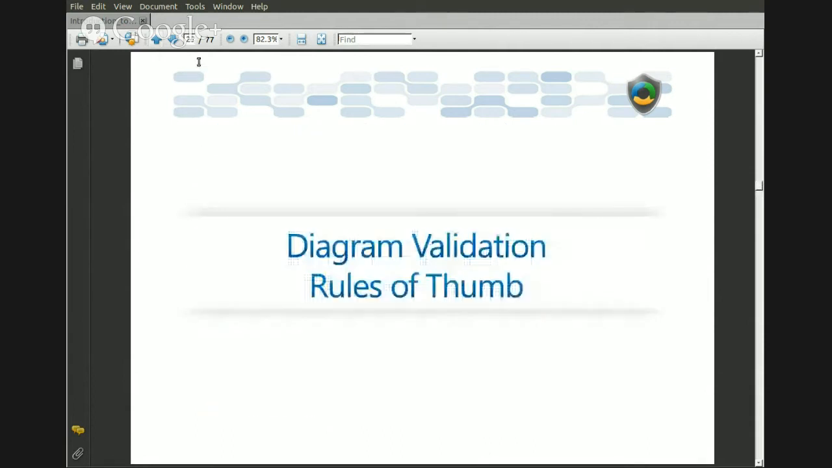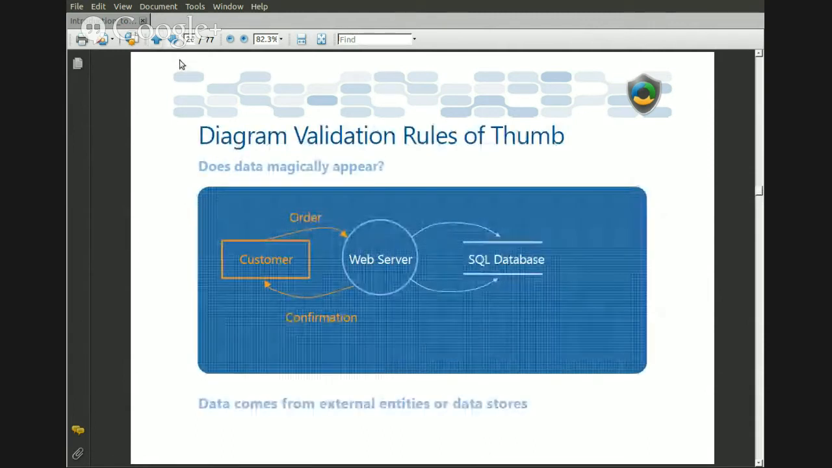All right, so this is actually just talking about diagram rules, is pretty much all it's talking about. Just saying, does the data magically appear? Data comes from external entities. So what are the external entities? Here it's just showing that the external entity is the customer. Customer goes to the web server, and then from this web server it goes to the SQL database.